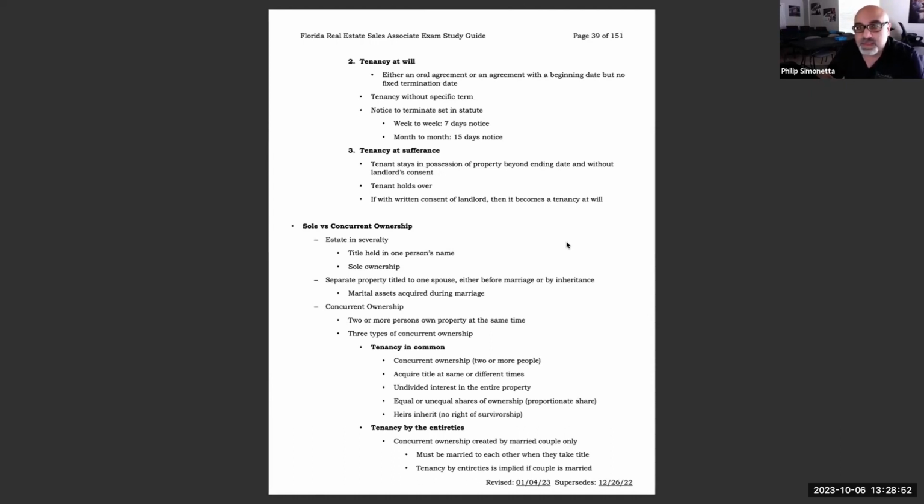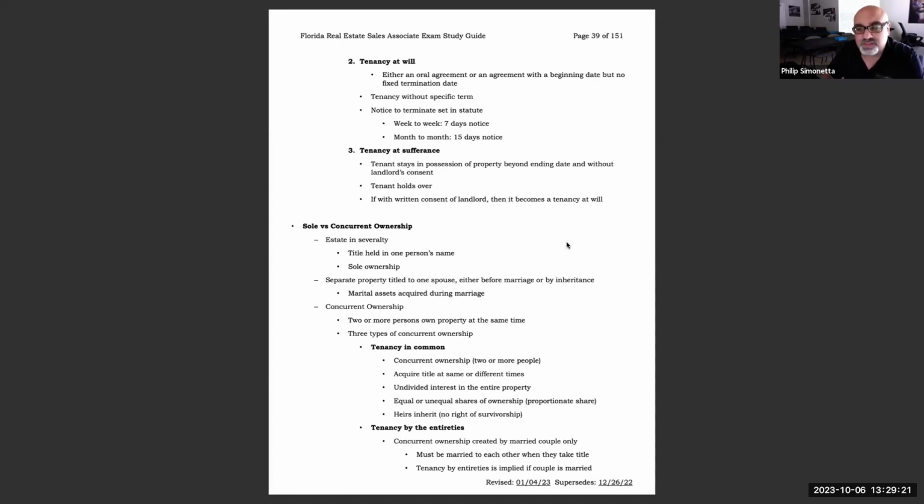Tenancy at will, either an oral agreement or an agreement with a beginning date, but no fixed termination date. Okay, it's a tenancy without specific term, and the notice to terminate is set in statute. So if you're renting a place week to week, you got to give 7 days notice. If you're renting a place month to month, you got to give 15 days notice. Okay, that's like a month to month, a tenancy at will. You're moving in this day, we don't know when you're moving out.